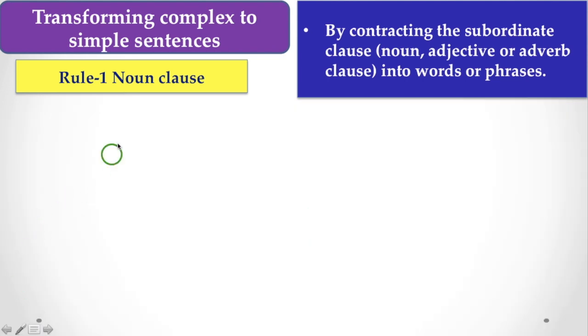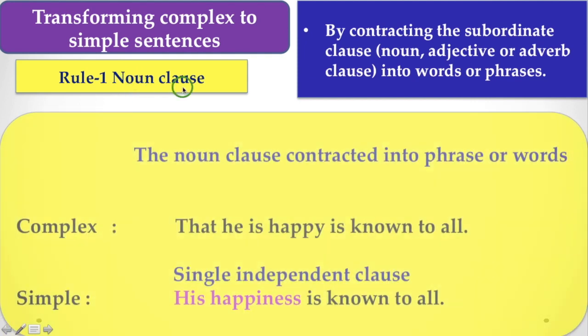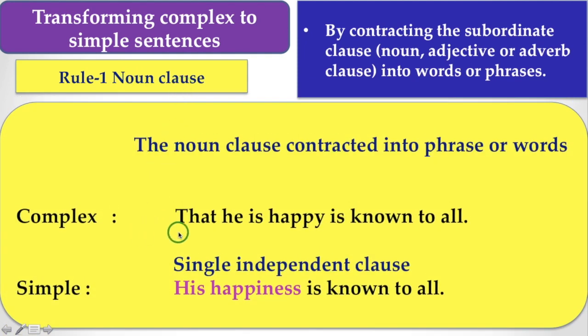Again, I am going to tell you about the noun clause. Here, more example for you. Here you find "that he is happy is known to all." This is an example of a complex sentence that contains a noun clause, that is, "that he is happy." This is a subordinate clause which is used as a subject of a verb, that is, "is known to all." Here this is a verb, that is a finite verb also. The main clause is the verb of the main clause, "is known to all."